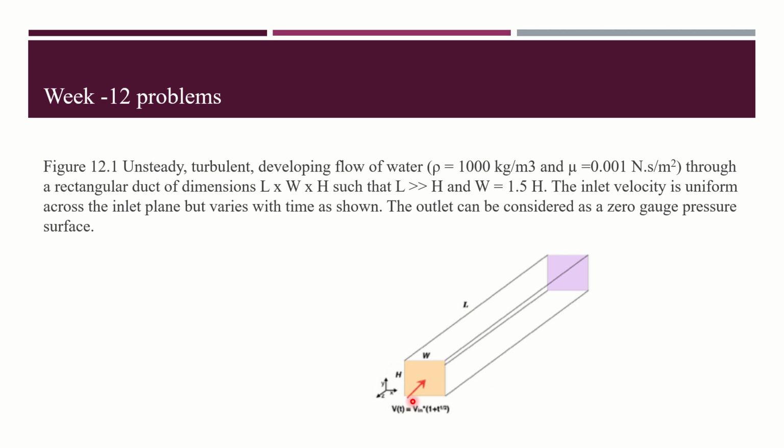The inlet velocity is uniform across the inlet plane, but it varies with respect to time: V(t) equals V_in times (1 plus t) to the power 1 by 2. So it is uniform across the plane, but varies with time. The outlet can be considered as a zero gauge pressure surface, so at this outlet we can use a zero gauge pressure condition, as if it is exposed to the atmosphere.